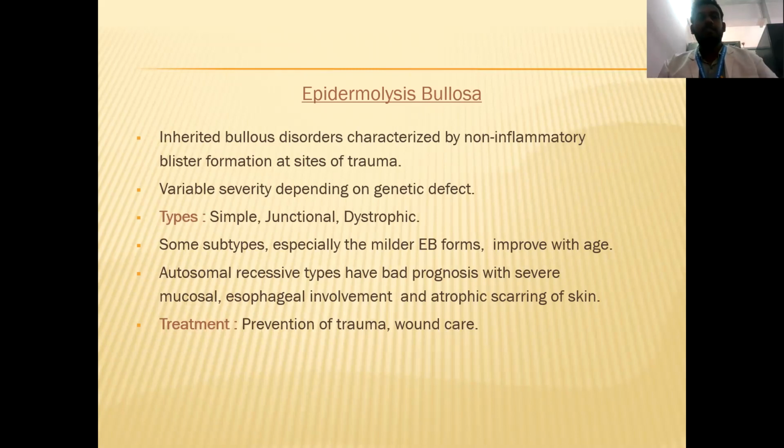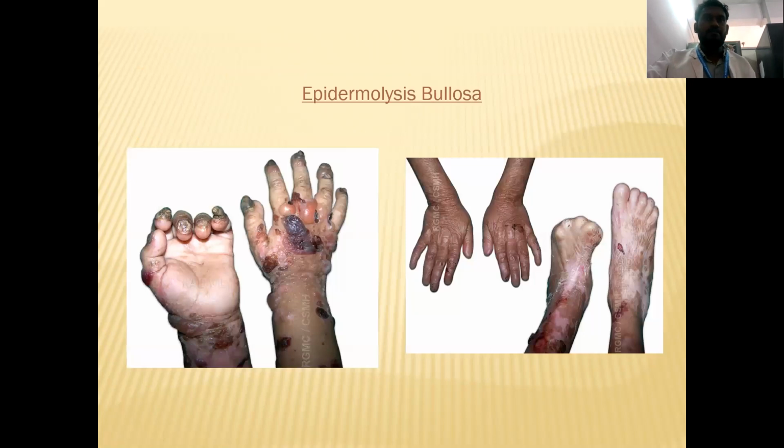Some subtypes, especially the milder epidermolysis bullosa forms, will improve with age. Generally, the autosomal recessive types will have a bad prognosis with severe mucosal and esophageal involvement. And skin lesions will also later lead to atrophy and scarring, which can be quite debilitating. Treatment will be to prevent the trauma, since it happens mainly in the sites of trauma, and good care.